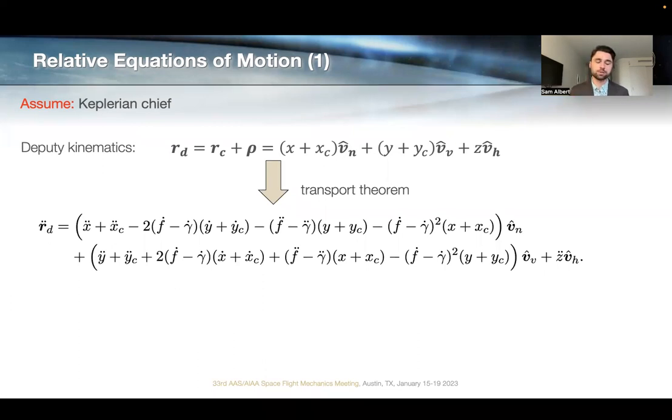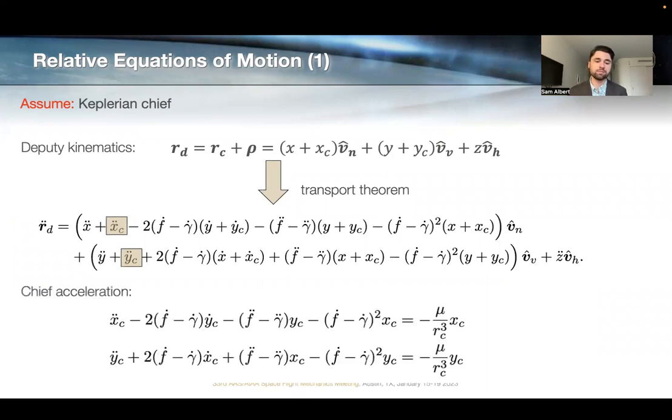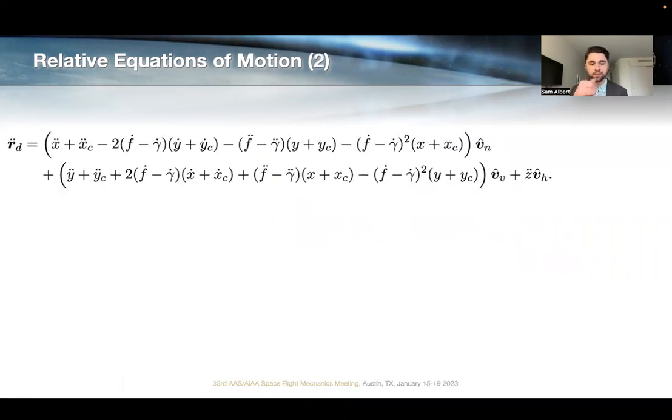And so this is the expression we want to manipulate, and it has a number of terms that we want to replace so that there's something we can more easily compute. So we'll start with the second time derivatives of the xc and yc components of the chief position. For this, we can just write a similar kinematic expression for the chief and set it equal to Keplerian acceleration. And so we can rearrange these terms. We'll get our expressions for xc double dot and yc double dot that we can substitute in.